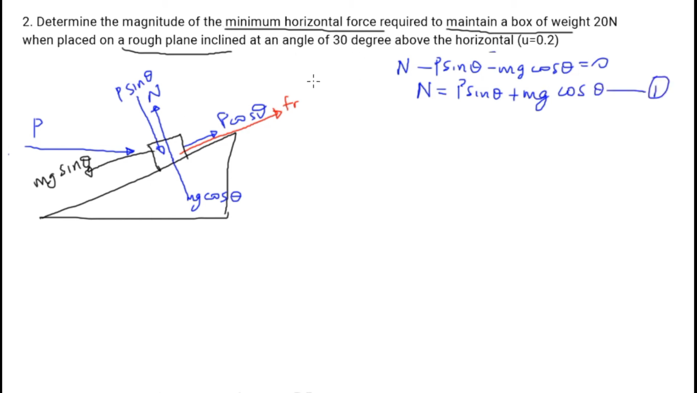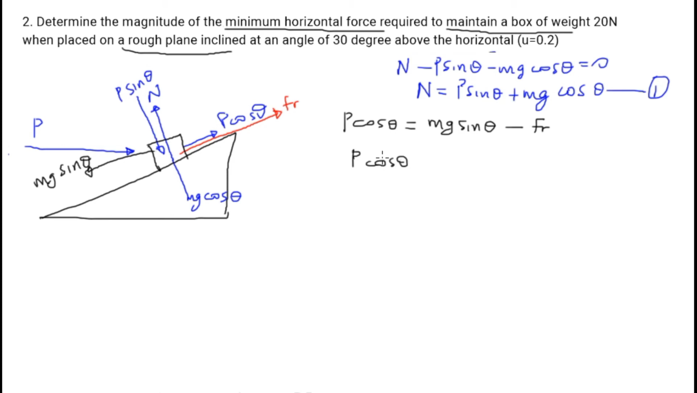At the minimum level, it has to be equal to, okay? So at the minimum level with which P will be able to maintain the object, that means P cos theta has to be equal to mg sine theta. But in this case, the friction is opposing mg sine theta, so we have Fr. It's just like having something of this nature.